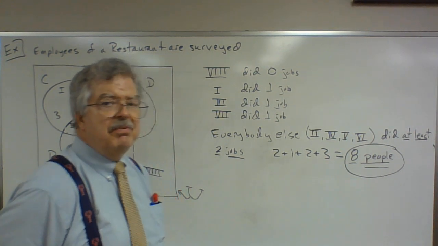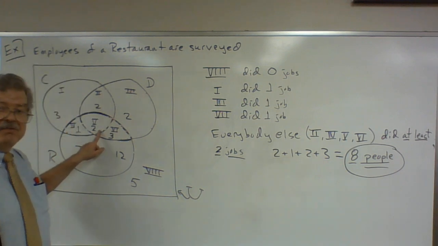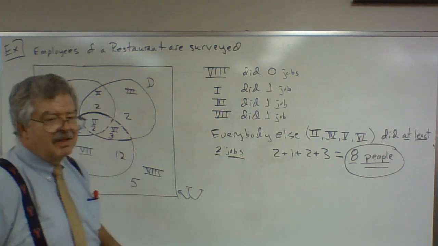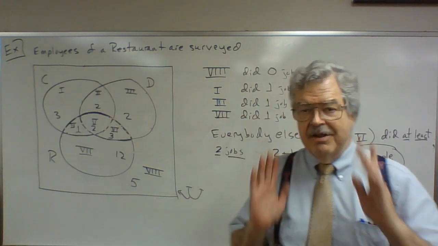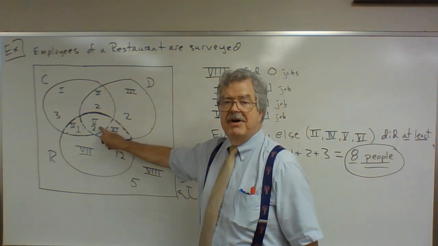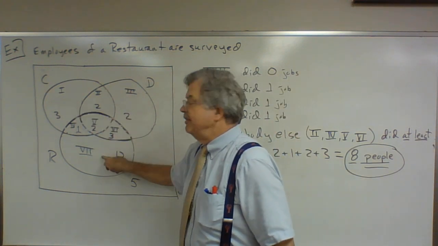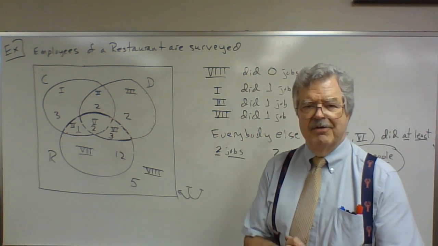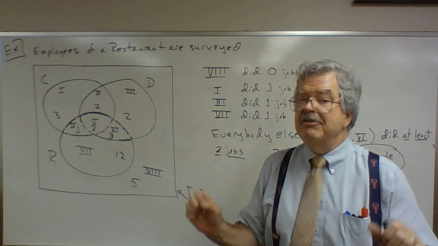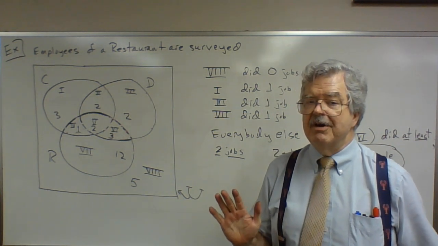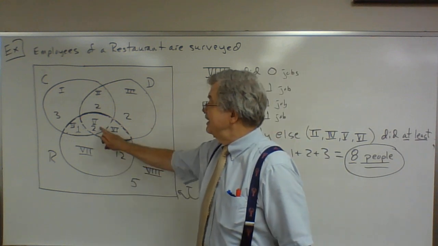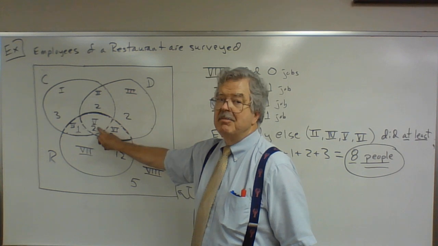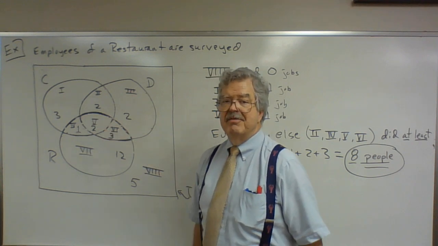I looked for the people that were in all three regions, and that's region five. If there's information that tells us how many people are in region five, that is all three of these circles, that may be a good piece of information to look for first. Sometimes that information isn't readily available right off the start, and so we can't fill in region five first. But when this information is readily available, go for region five.